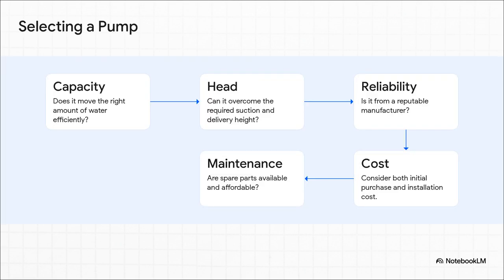Okay, so none of this water moves on its own, right? We need pumps to provide the muscle. But picking a pump isn't like just grabbing one off the shelf. It's a huge decision. You have to think about, can it move enough water? Can it push it high enough? Is it efficient, or is it going to rack up a huge electricity bill? Is it reliable? And what about the cost, not just to buy it, but to maintain it for the next 20 years? It's a major balancing act.